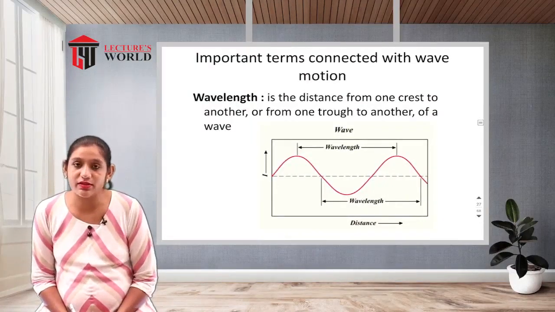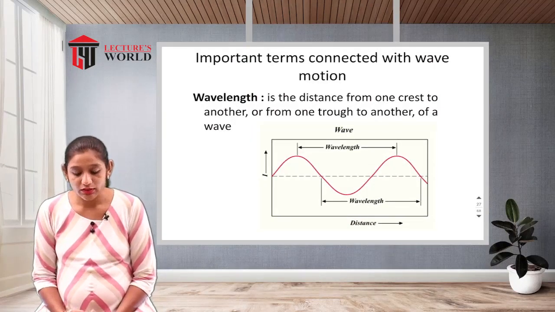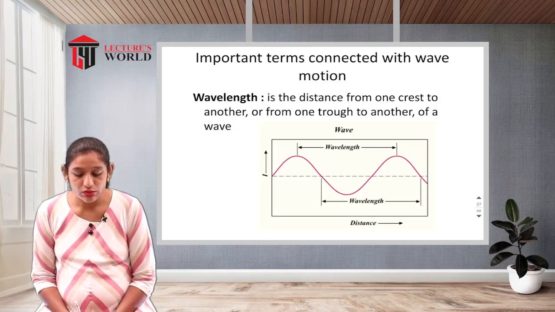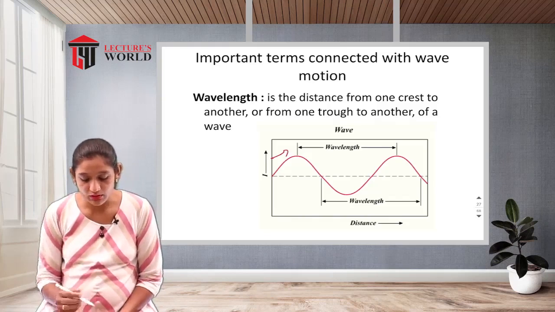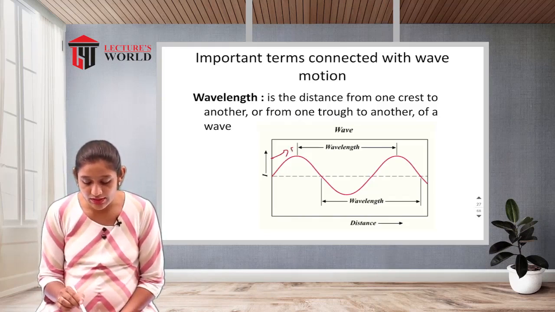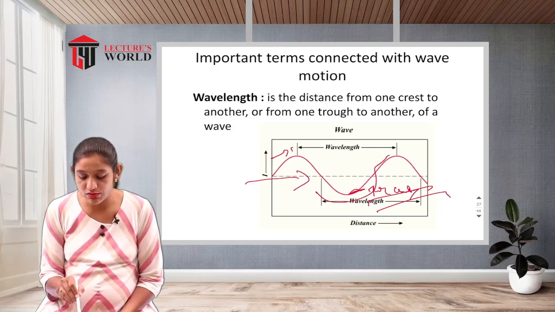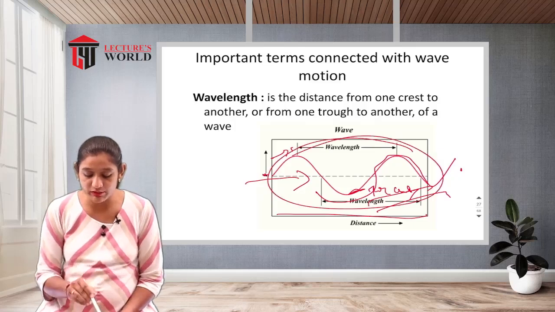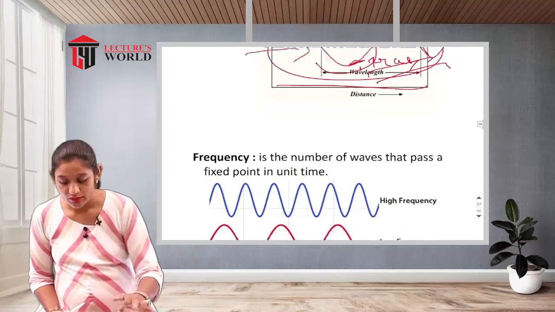Important terms connected with wave motion. Wavelength is the distance from one crest to another crest, or from one trough to another trough of the wave. What is called the wave? The distance. See, this is the factor. This is called the crest. This is called the trough. So from one crest to one trough, traveling from one direction to another, this is the distance. How much distance between crest and trough, how much wavelength is observed, is called the wavelength. It always depends on the motions. Next one.